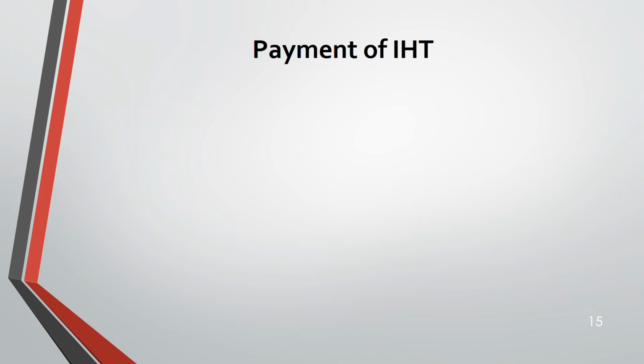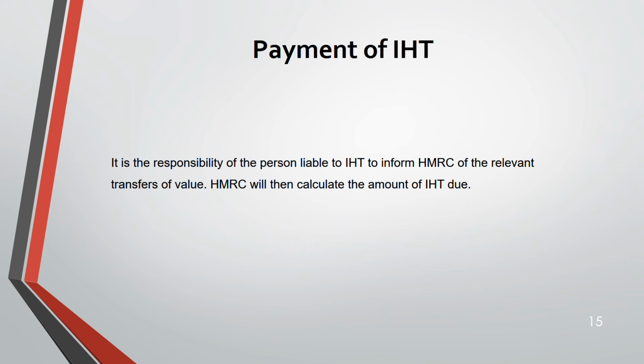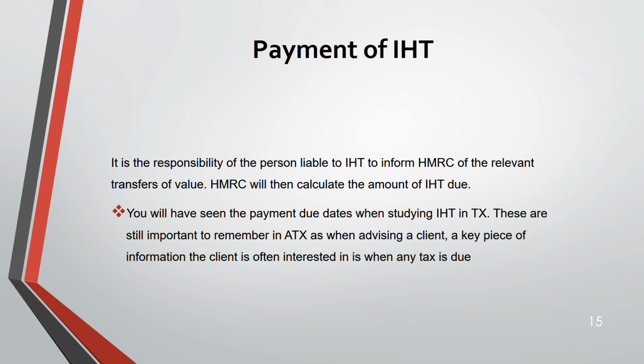The next section is payment of IHT. So from the overseas part, from double taxation relief, quick succession relief, now we are moving on to payment of IHT. It is the responsibility of the person liable to IHT to inform HMRC of their relevant transfers of value. HMRC then will calculate the amount of IHT. You will have seen the payment due dates when studying IHT in tax. Even in ATX, these are important when you are advising your client. So knowing the due date is very important.